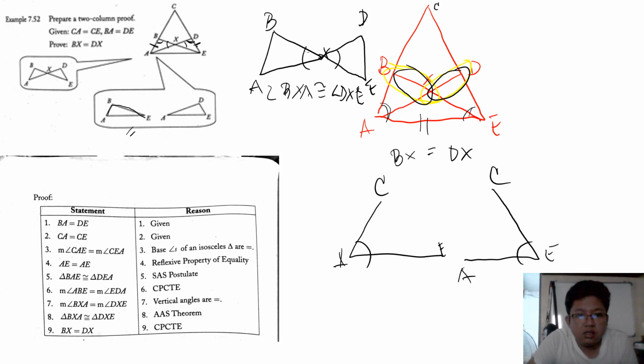So, yan. So, it shows that you have two angles and one side. Ayan. So, AAS theorem. So, angle-angle-side theorem po ang nagpatunay that triangle BXA and triangle DXE are congruent. And after that, because they are already congruent, we can now proceed to CPCTE. Okay, so again CPCTE, ibig sabihin equal. Pag CPCTC, ibig sabihin congruent. So, it pertains to the figure. But this one is equal, meaning to say the measurement of side BX is equal to the measurement of side DX. So, yun po.